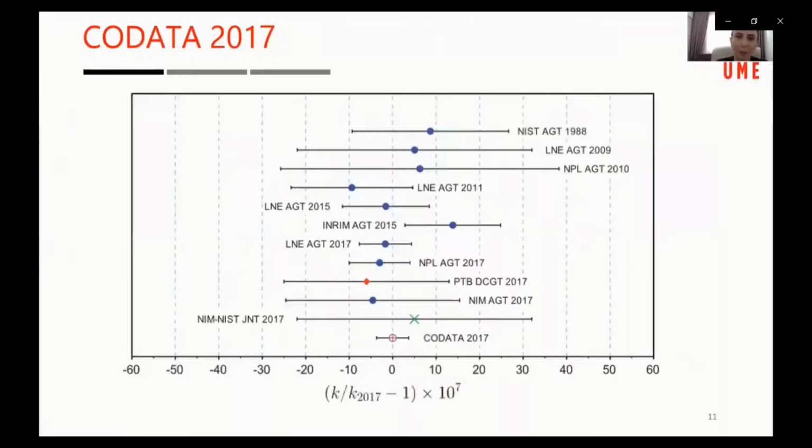I'm not going into the details of these three methods, but what's important here is that the studies to link Kelvin to the Boltzmann constant started in 1988. And you see here the blue circles are the measurements by acoustic gas thermometry, while the red diamond here is dielectric constant gas thermometry. And the final one is the green cross, which is the Johnson noise thermometry. When you take a weighted mean of these measurements made during the years, you get this average value. This is the CODATA 17 value for the Boltzmann constant, obtained by three different experiments. Still, they are in good agreement with each other.